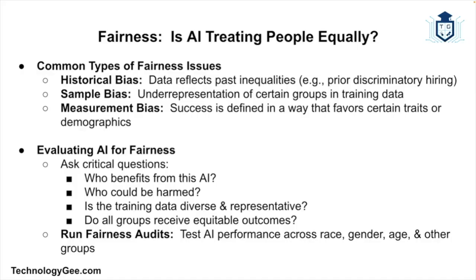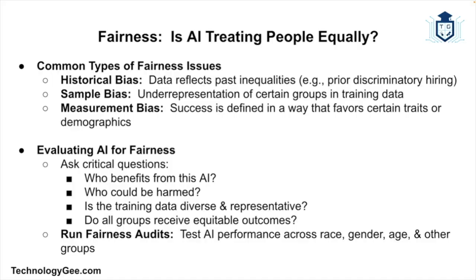So if an AI is trained on biased outcomes, like hiring mostly white men, it can repeat them. You have what is called sample bias. This is when the data doesn't represent the whole population. For example, an AI trained mostly on faces of light-skinned people may struggle to recognize darker-skinned faces. And then you have what is called measurement bias. The way we define success might itself be biased. So if we define a quote unquote good employee only by sales numbers, we might ignore important traits like teamwork or creativity.